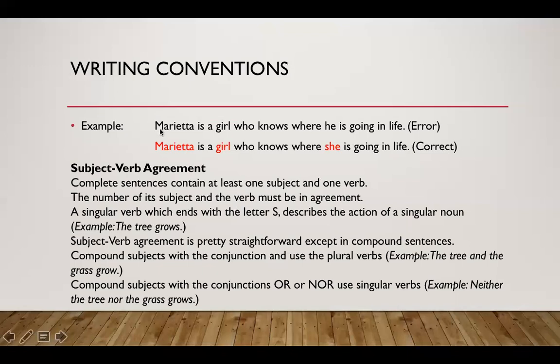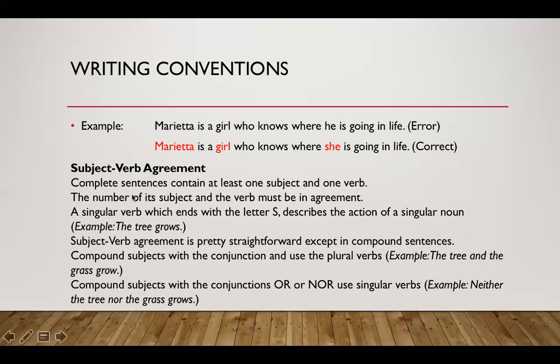Another example: Marietta is a girl who knows where he's going in life. Okay, well, there's a problem. Marietta is a girl who knows where she is going in life. So you have to be careful, because if you write he, and Marietta is the proper noun, it doesn't match. So Marietta being a girl, you have to have she as the pronoun there.